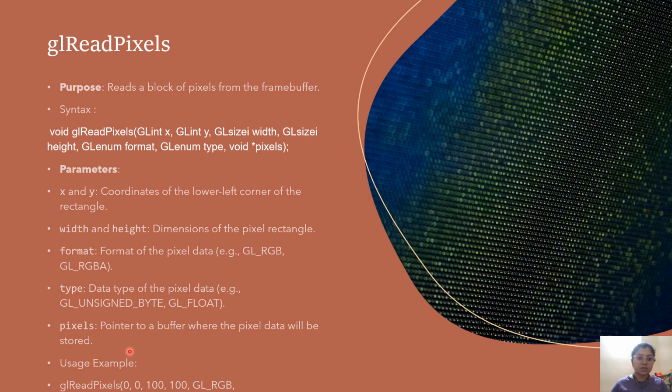Here 0, 0 indicates the lower left corner of the rectangle. Next, 100, 100 is the size of the pixel rectangle, that is width and height. GL_RGB is the format. GL_UNSIGNED_BYTE is the data type. And next, the pixels buffer is the pointer to the buffer where the pixel data will be stored.